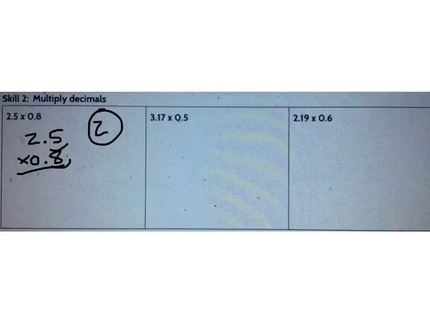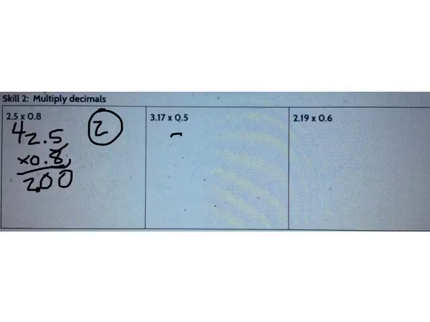What's 8 times 5? It's 40. What's 8 times 2? It's 16. Plus 4 more is 20. Now I need to place 2 digits behind the decimal point. So where would the decimal go? It would go behind the 2. So the answer is 2.00.